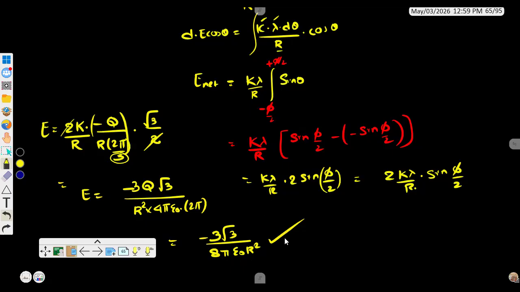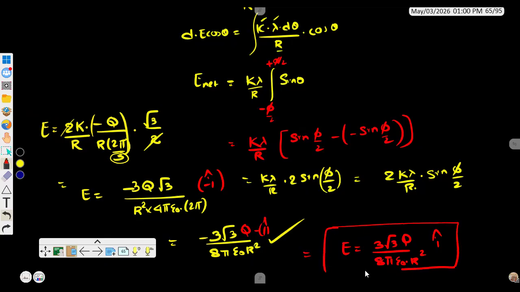Now, the direction has also been asked, I think in the options which are not mentioned in the question. So it would be in the minus i cap direction. If I multiply with minus i cap, minus into minus is plus. E is equal to 3 root 3 q upon 8 pi epsilon naught r square i cap. This is my equation. I hope you understood this.